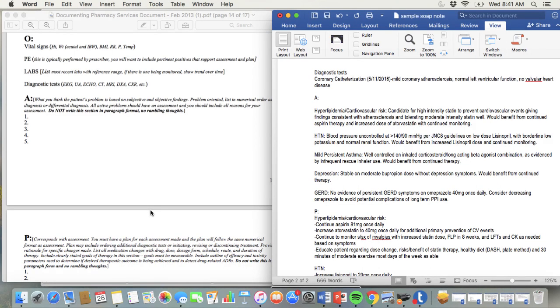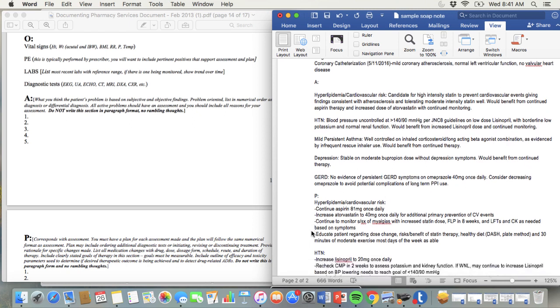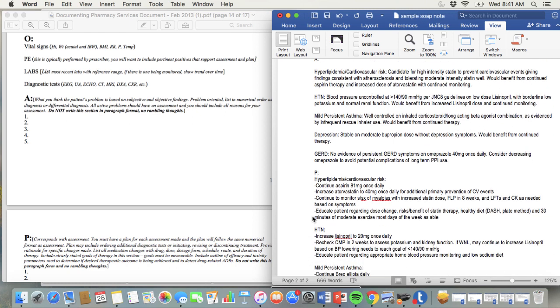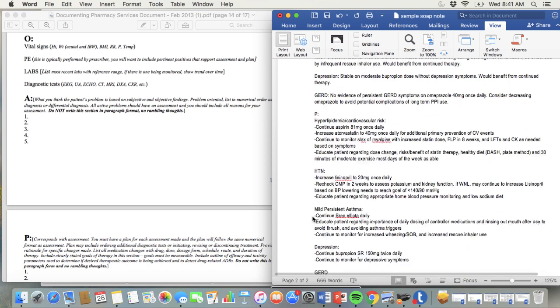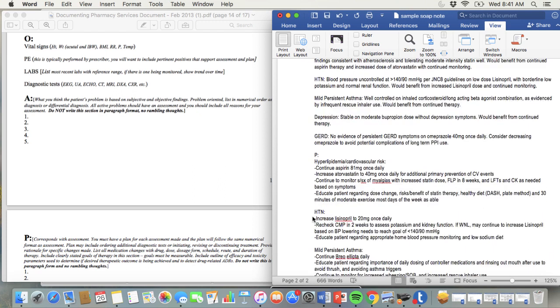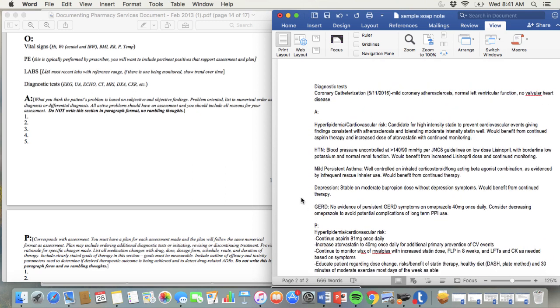And then for your plan, it should mimic the assessment. So you see here hyperlipidemia, hypertension, mild persistent asthma, depression, GERD. Same thing in your plan. Hyperlipidemia, hypertension, mild persistent asthma, depression, GERD. Okay, so that just helps organize everything. So your assessment and plan should sort of summarize the visit and the recommendations or interventions that were made.